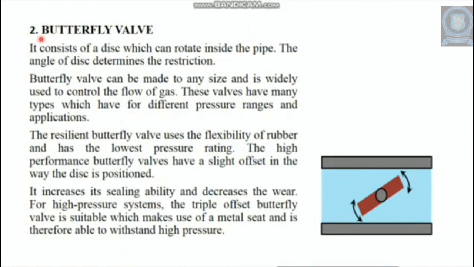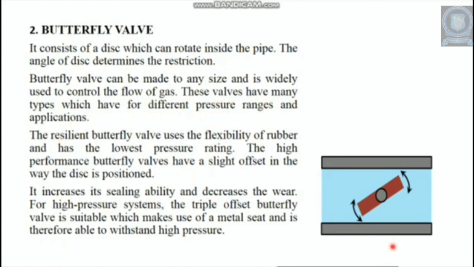Then the butterfly valve. This also comes under the non-pressure compensated valves. The butterfly valve can be made to any size and is widely used for controlling the flow of gas. These valves have many types for different pressure ranges and applications.